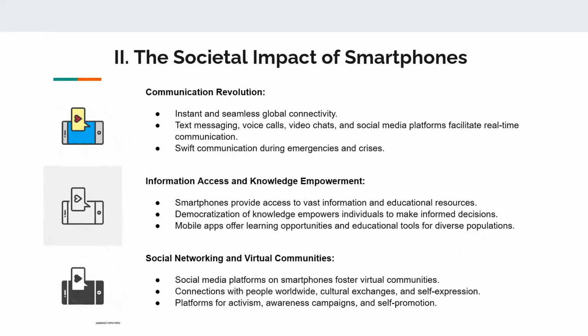Moving on to the next slide, now we'll talk about the societal impact of smartphones, starting with communication revolution. One of the most noticeable effects of smartphones is the revolutionization of communication. These devices have bridged geographical gaps, making instant and seamless connections possible across the globe. Through text messages, voice calls, video chats, and various social media platforms, people can maintain real-time contact with family, friends, and colleagues. This enhanced connectivity has bolstered relationships and allowed individuals to stay in touch regardless of distance. Smartphones have also been instrumental in times of emergencies, enabling immediate communication during crises.